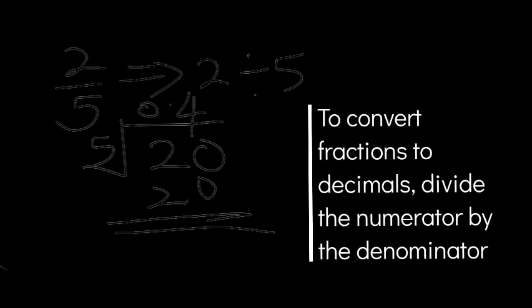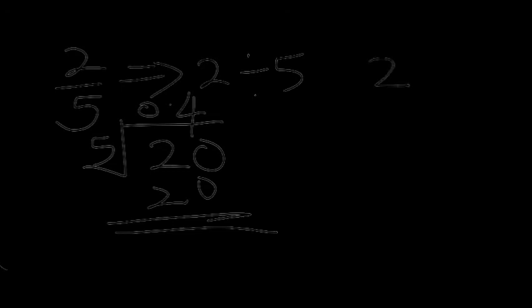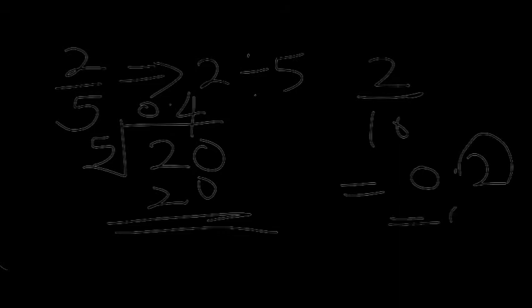But if it is a multiple of 10, for example, 2 over 10, what you do is shift to the left depending on the number of zeros. So 2 over 10 is equal to 0.2. Just shift to the left like this, so you have 0.2.